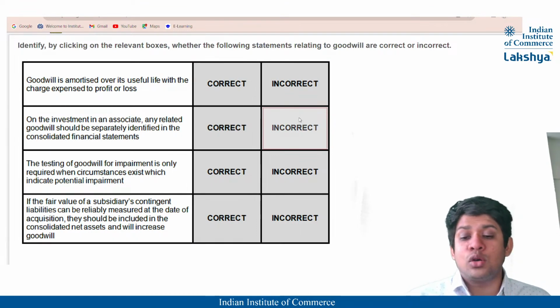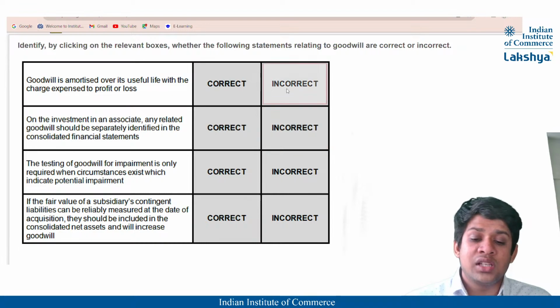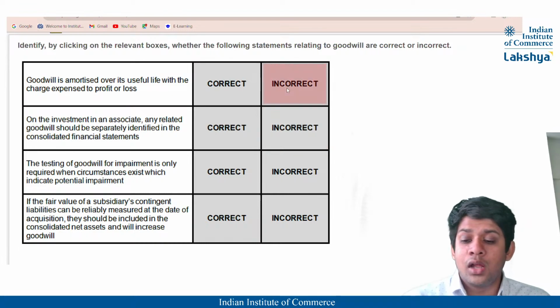Goodwill is amortized over its useful life with the charge expense to P&L. Is goodwill amortized, guys? Obviously not, because goodwill has an indefinite useful life. Correct? Goodwill is an intangible asset, the purchased goodwill, and it has an indefinite useful life. So in such a case, the goodwill cannot be amortized. So this statement is incorrect.